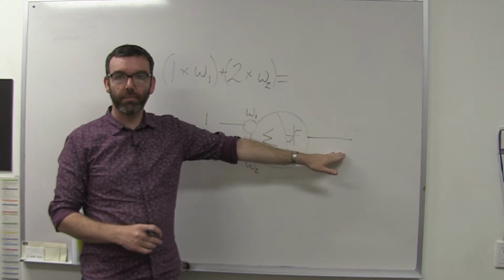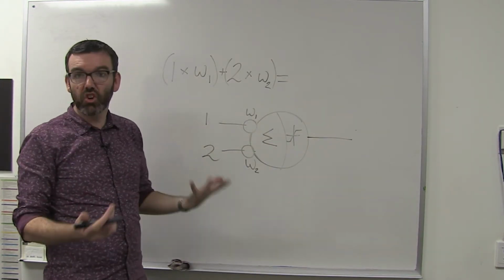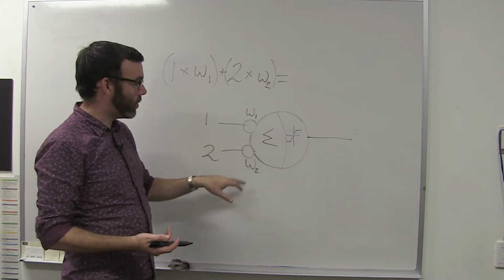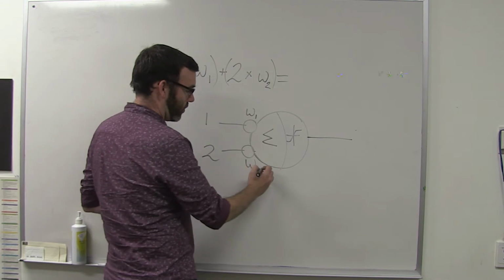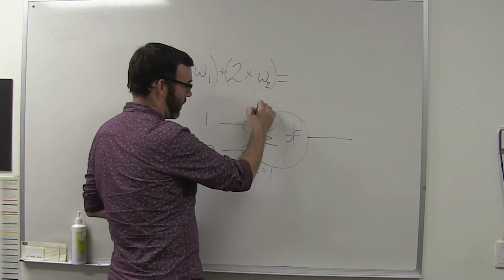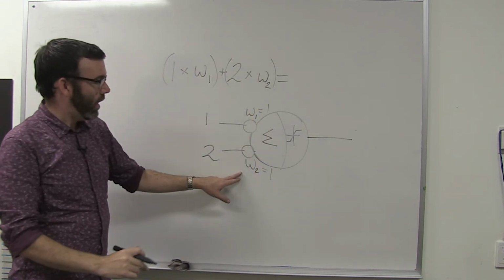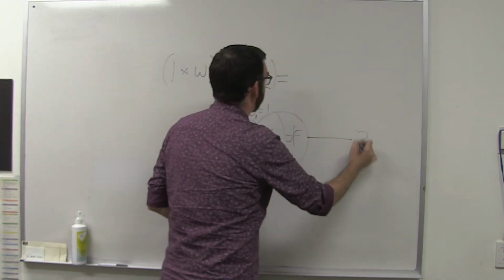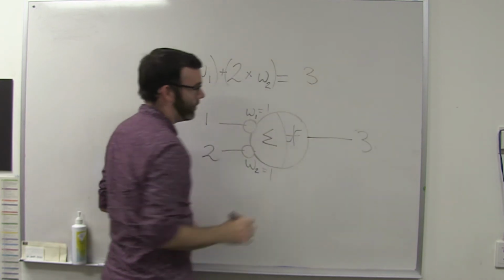In the first instance, let's just initialize each of our weights to 1. So W1 equals 1 and W2 equals 1 as well. In that case, we get exactly the same output we had before. We get 3 at the output here.